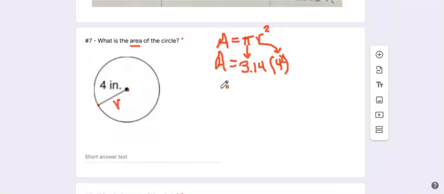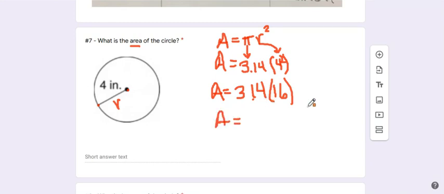So area equals 3.14 times 4 squared. 4 squared means 4 times 4, which is 16. All right, so area equals 3.14 times 16. I put that in my calculator, and I get 50.24. All right, so 50.24, and this would be square inches, but just put the number into the form, 50.24.